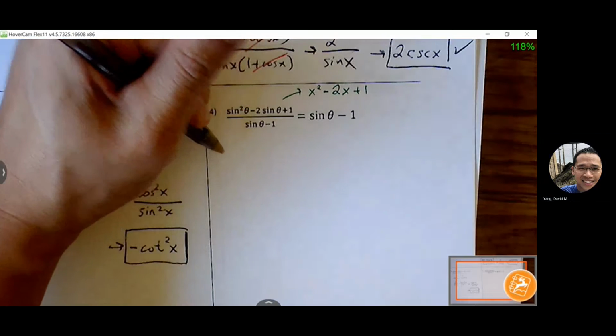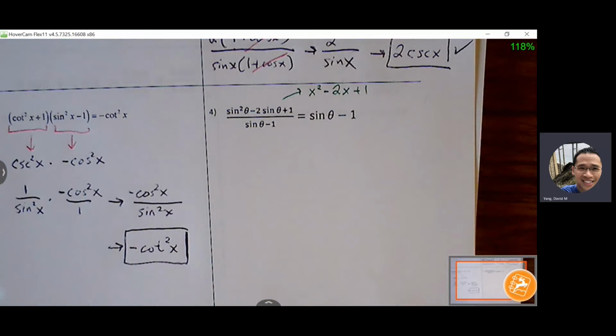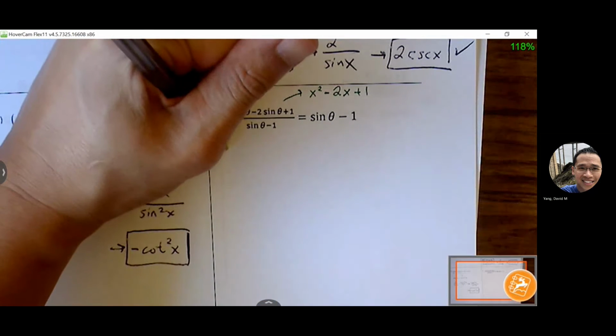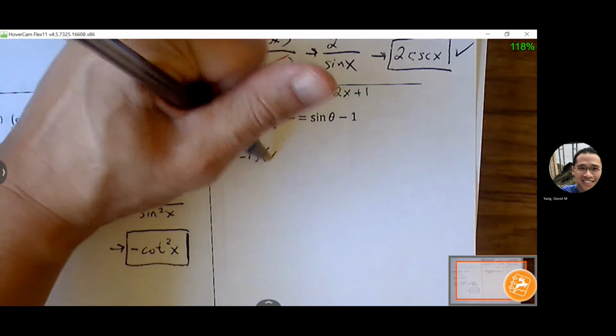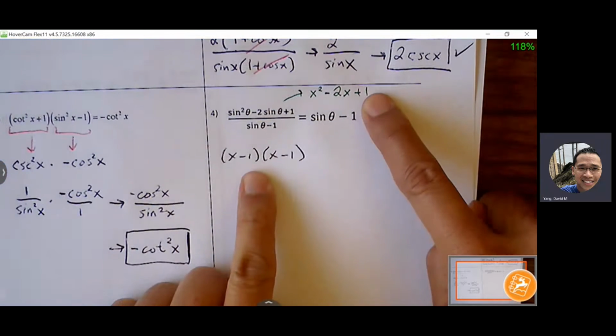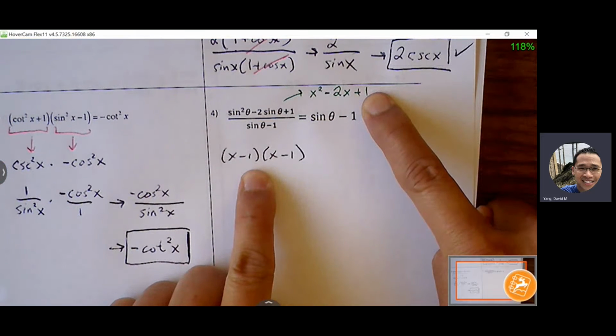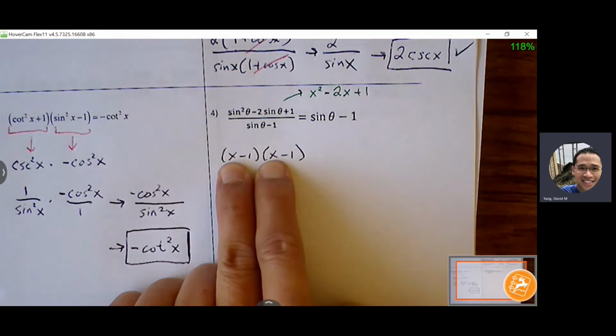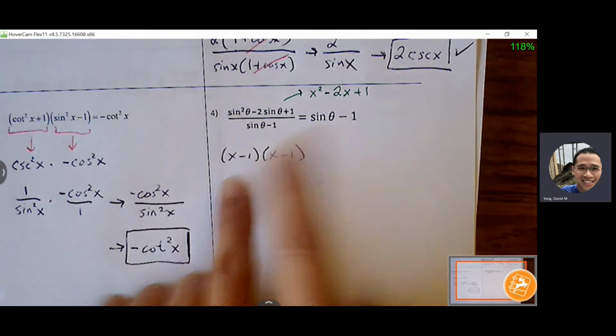2 times x. Okay, close. We want to multiply to be 1 and add to be negative 2. So we're going to have x minus 1 and x minus 1. Okay, we're pretty good here. And now I can just replace the x's with what? Sine.